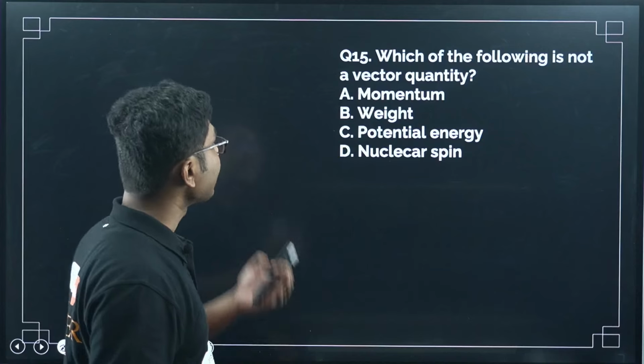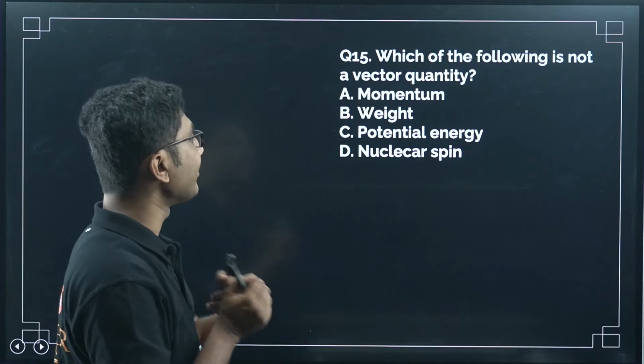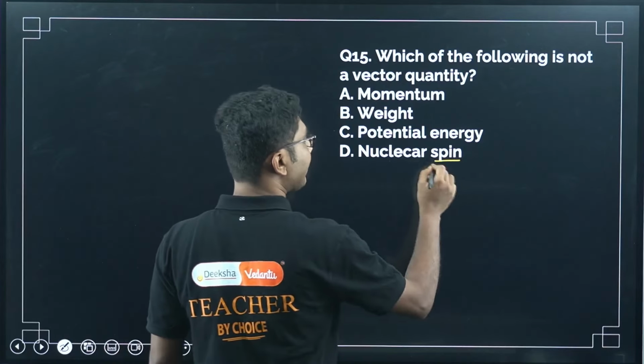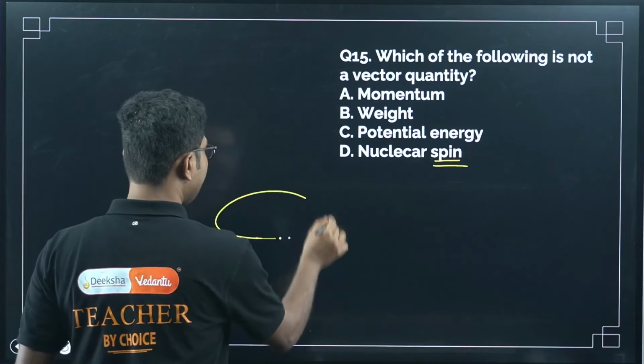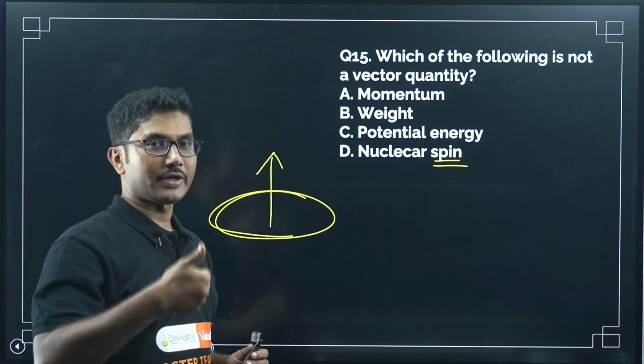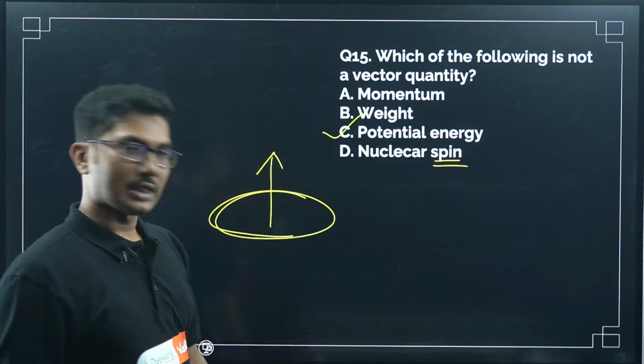Now next question. Which of the following is not a vector quantity? Very simple, easy question. Momentum, weight, potential energy, nuclear spin. Spin is a vector quantity because when something is spinning, it will have a vector. So if something is spinning in this direction, then vector will be upward. So only potential energy is not a vector quantity, it is a scalar quantity.